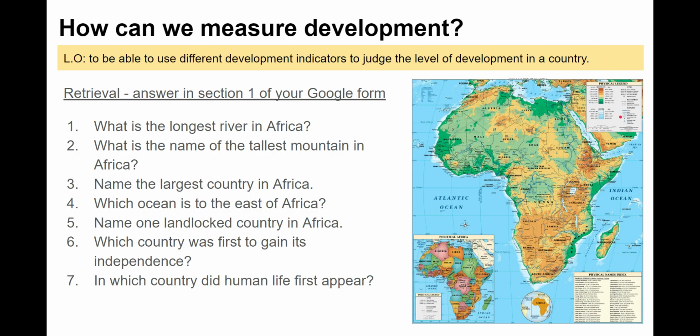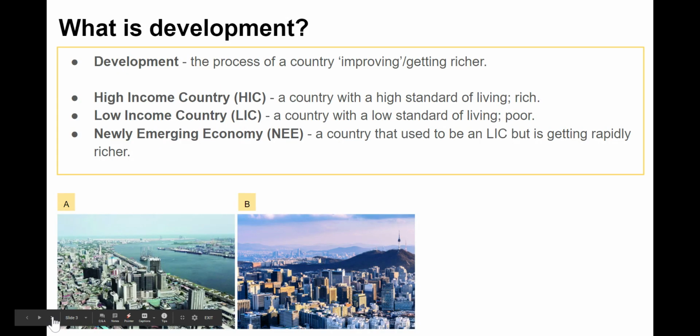Great. Okay, so I hope that you all managed to do that okay. Let's get on with the new exciting learning for today's lesson. As I said, we are going to be looking at how we can measure development. In order to answer that question, the first thing we need to make sure we understand is what this term development actually means. Quite a few key words for you today, so I'm going to talk you through them and make sure that you fully understand.